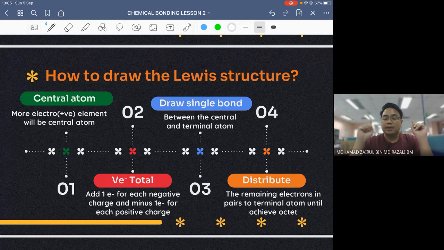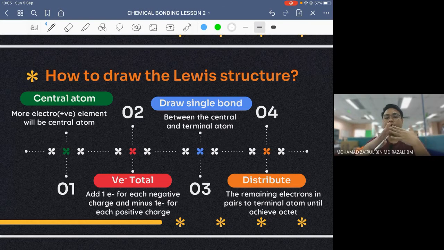However, for a negative ion, we know that negative ion will form when the atom or the molecule gain one electron. So if you nak ada negative ion, waktu awak kira total valence electron itu, awak kena tambahkan satu for each negative charge. Untuk positive ion, awak kena tolak satu for each positive charge. So kita akan tengoklah lepas ni waktu kita buat example.